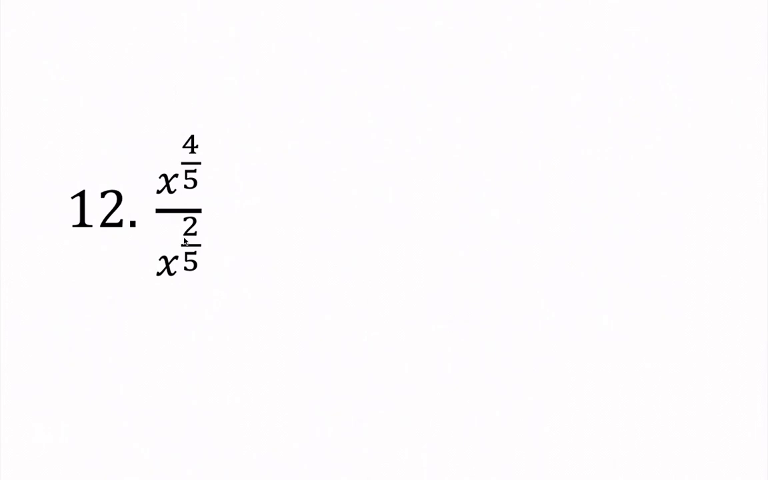Okay, I see x is on top and bottom with no warning, so I look for the bigger one. I know that 4 over 5 is bigger than 2 over 5, so I know my x belongs on top. When it's on top and bottom, I know the rule is to subtract, so I take 4 over 5 and subtract 2 over 5 to give me 2 over 5.